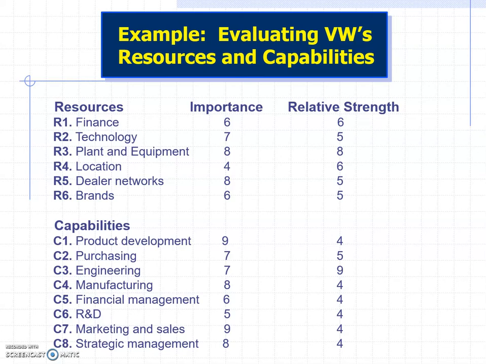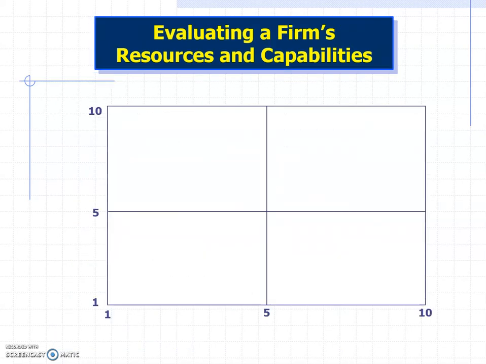You can flip back on the slide, but for the next part, what we're going to do is we'll make a matrix, and this is the thing that looks like a perceptual map, but on one side we'll have relative strength, and on the other side we'll have strategic importance, so from 1 to 10 and from 1 to 10, and then we can divide it into 4 quadrants.